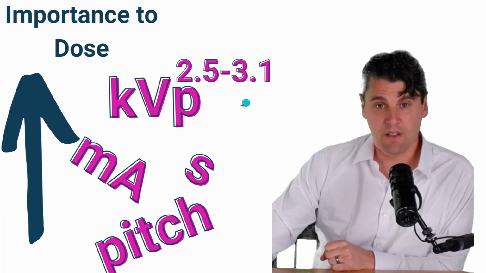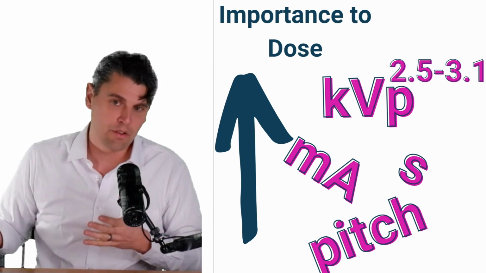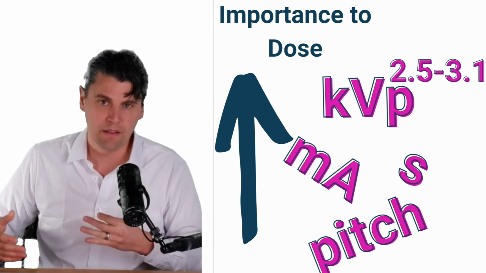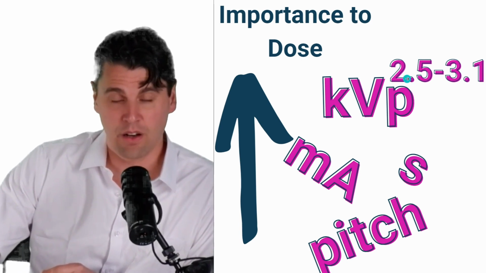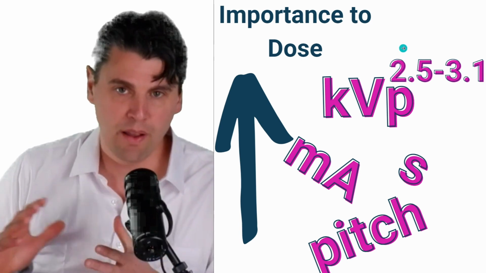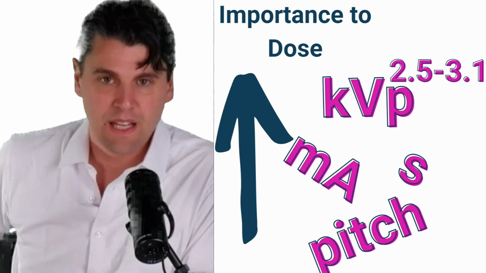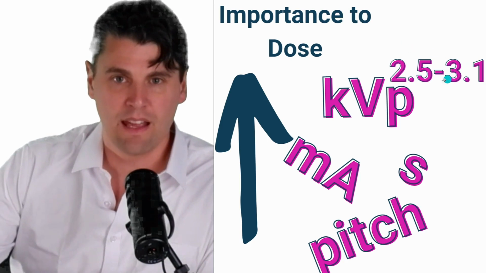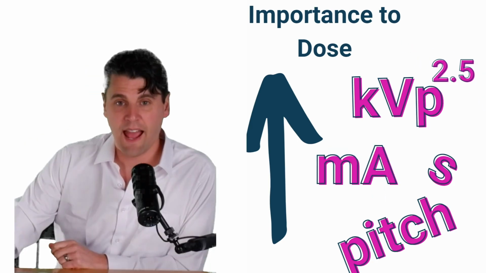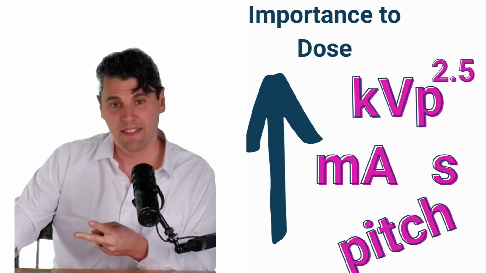The dependence of the dose on kVp depends on the size of the patient. It's not totally straightforward for all patients, but in general, that factor is somewhere between 2.5 and 3.1, again depending on the size. For the rest of this video, I'm just going to write 2.5 for simplicity, but you know that it does depend on the size. Then after the kVp, we'll talk about the mA and then the time.